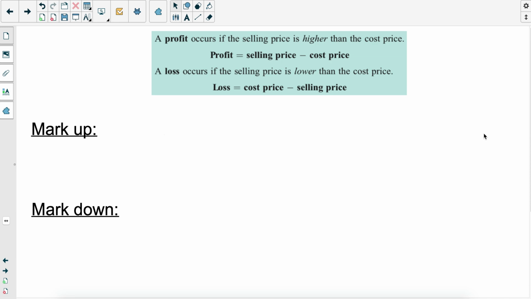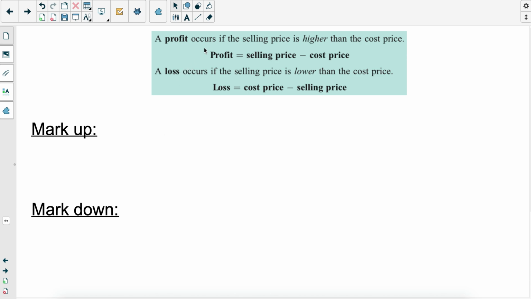In this video, I'm going to go through a quick definition of markup and markdown. This is a concept of either increasing the cost of something you purchased or decreasing the cost of something you purchased, and hence you either make a profit or a loss because of this. Now, questions might clearly tell you that there's a markup or a markdown, or it might be implied in the question. So you need to know what it means from each one.